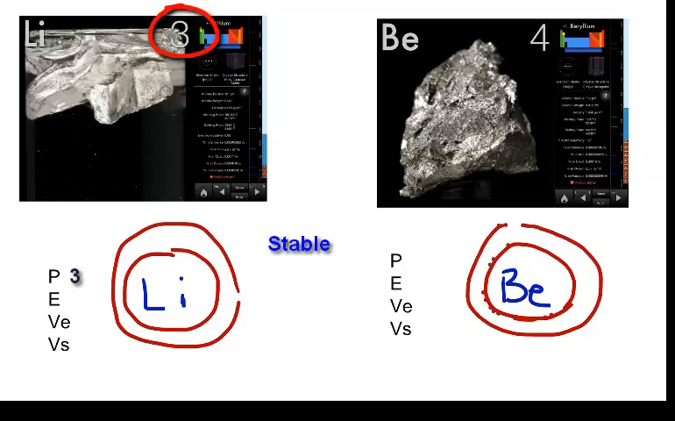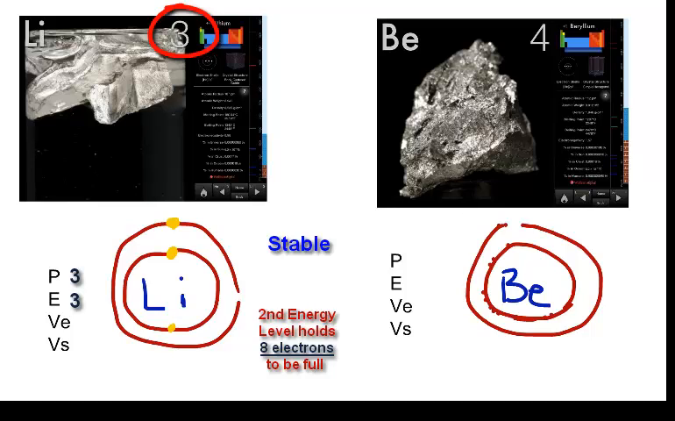Let's look at lithium. Lithium has 3 protons. It has 3 electrons. Let's put those electrons in. The first 2 go in the first energy level, and the third one then goes into this second energy level. Now this second energy level, to be full, holds 8 electrons.